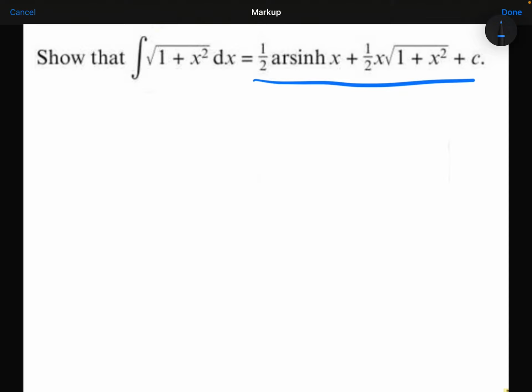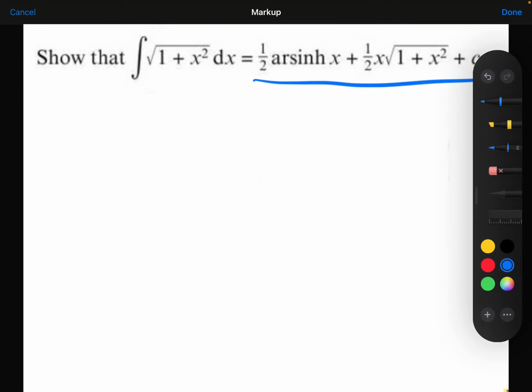The substitution I'm going to pick here is going to be x is equal to sinh u. The reason why I'm going to use that substitution is if I substitute sinh u here, then I will end up with 1 plus sinh squared, which can be replaced with cosh squared, which can then be square rooted nicely. So do some differentiation first.